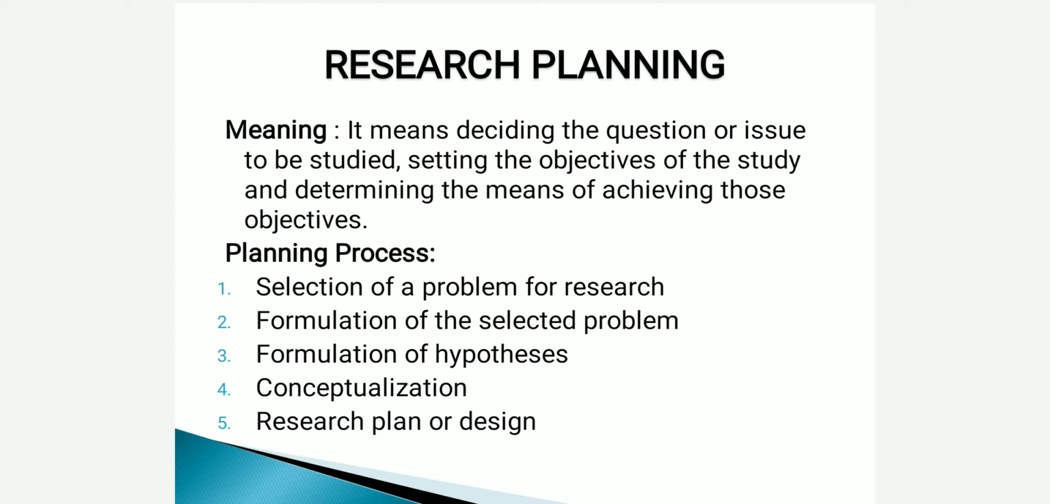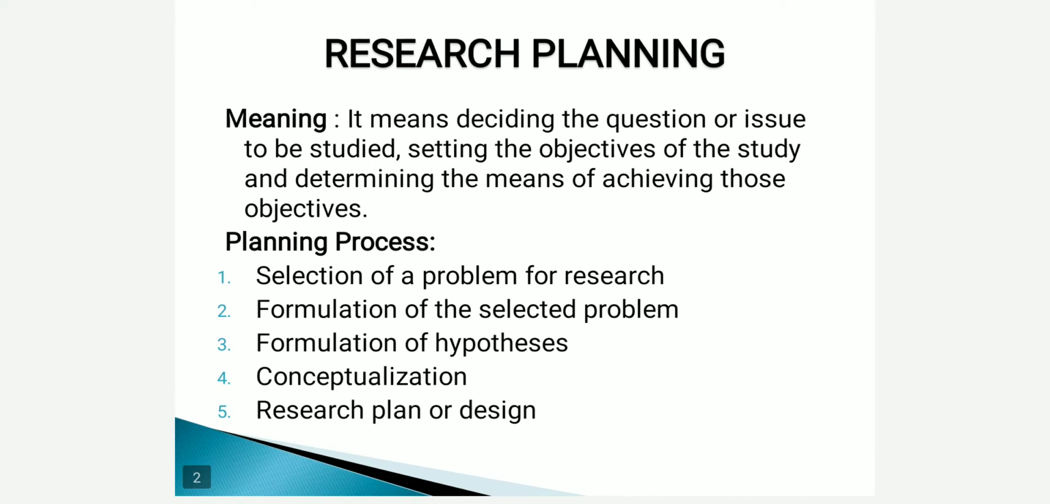What is the planning process? There are 5 steps in the planning process: the selection of a problem for research, formulation of the selected problem, formulation of hypothesis, conceptualization, and research plan or design.